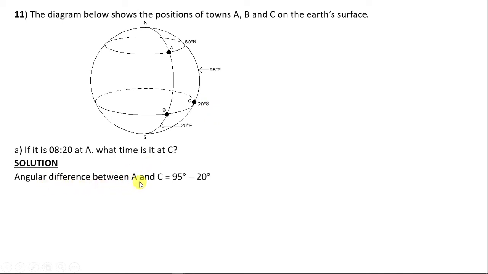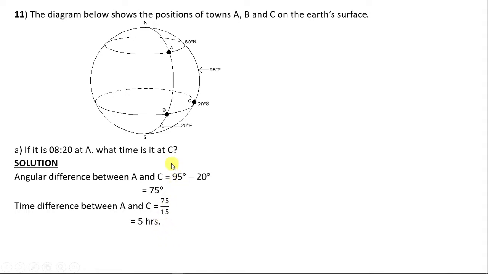So our angular difference between A and C is, since town C is at 95 degrees east and town A is at 20 degrees east, we subtract 95 degrees minus 20 degrees. When we subtract, we get 75 degrees. Then we divide 75 degrees by 15 degrees to find how many hours in difference those two towns have. So the time difference between A and C is 75 divided by 15, which gives us 5 hours.